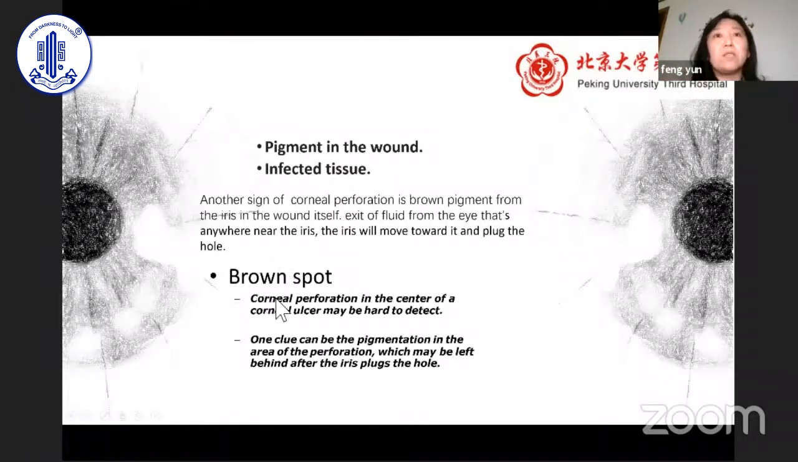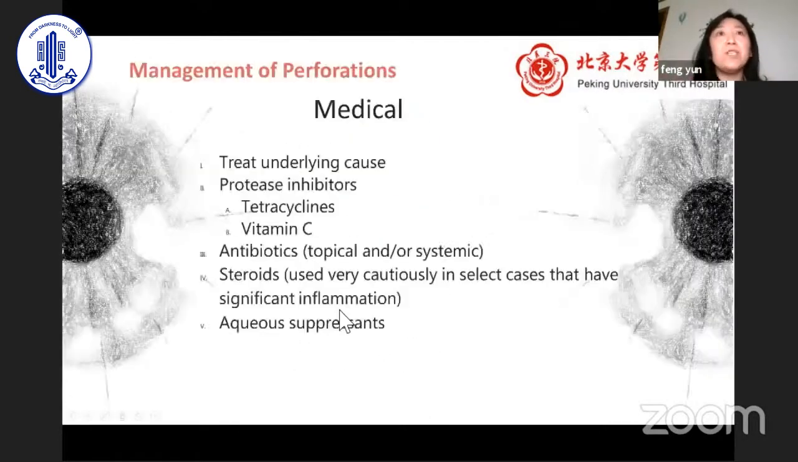The brown spot is a corneal perforation in the center of the corneal ulcer, which may be hard to detect. One clue can be pigmentation in the area of the perforation, which may be left behind after the iris plugs the hole. But it's not a staphyloma. I think it's just a little bit, so we need to pay attention to it.